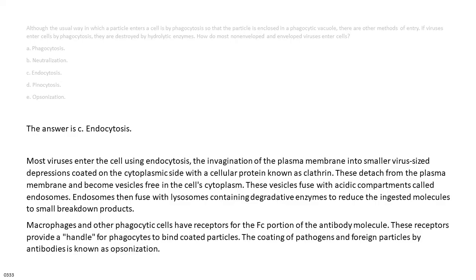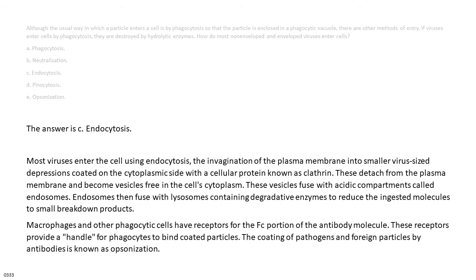The answer is C. Endocytosis. Most viruses enter the cell using endocytosis, the invagination of the plasma membrane into smaller virus-sized depressions coated on the cytoplasmic side with a cellular protein known as clathrin. These detach from the plasma membrane and become vesicles free in the cell's cytoplasm. These vesicles fuse with acidic compartments called endosomes. Endosomes then fuse with lysosomes containing degradative enzymes to reduce the ingested molecules to small breakdown products.